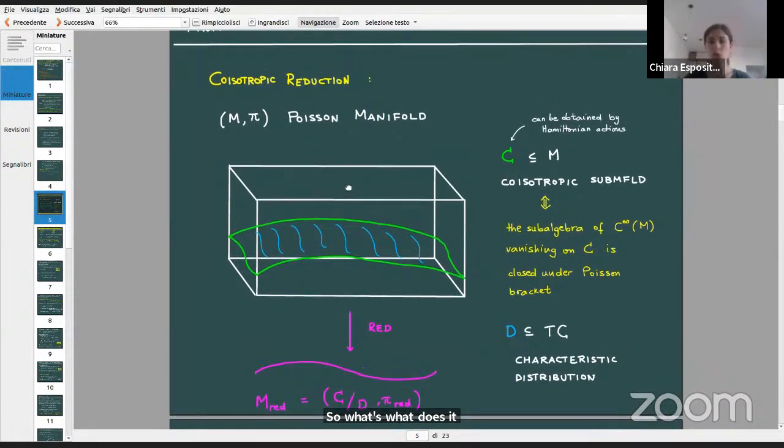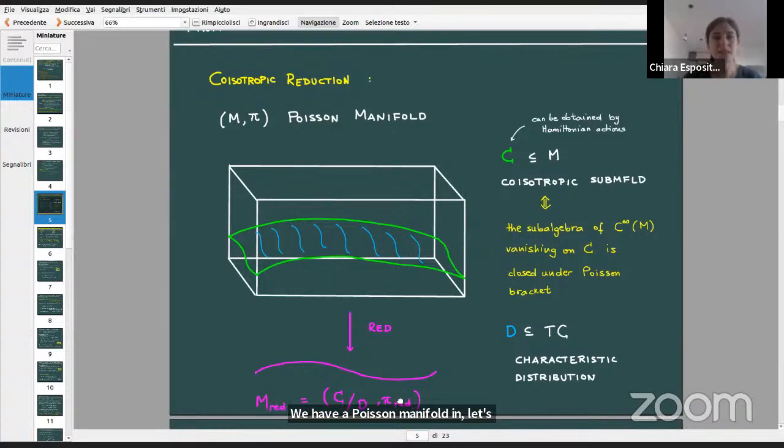It means that I start with the usual classical coisotropic reduction, meaning I have a Poisson manifold, which is this white box. And then I have a coisotropic submanifold inside, which is this green one. And for a coisotropic submanifold, if you're not familiar, just think of it in terms of its characterization: the subalgebra of the smooth functions on the manifold vanishing on the submanifold is closed under Poisson bracket. And then we have a characteristic distribution, this blue one. And now we can perform reduction, meaning we can quotient out C by D. And we have again a manifold, and even more, we have a Poisson manifold.